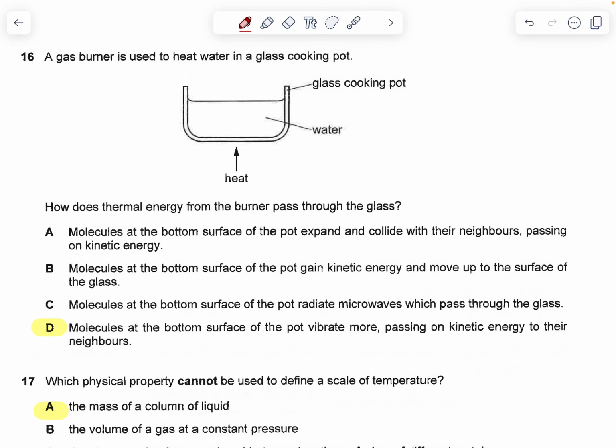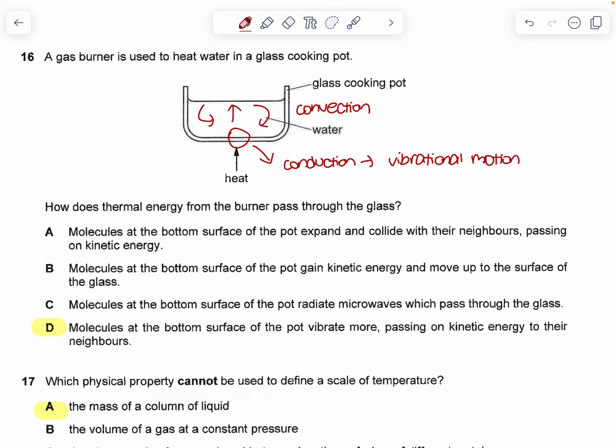Question 16. A gas burner is used to heat water in a cooking pot. So how does the thermal energy from the Bunsen burner pass through the glass? So they're only actually talking about this part. So this part is actually conduction, which is vibrational motion. If it's inside the fluid, what we'll have is convection currents. Okay, next. Question 17 is not tested.